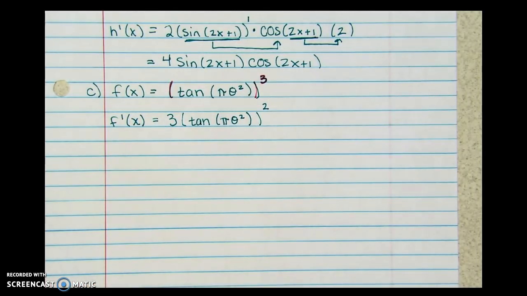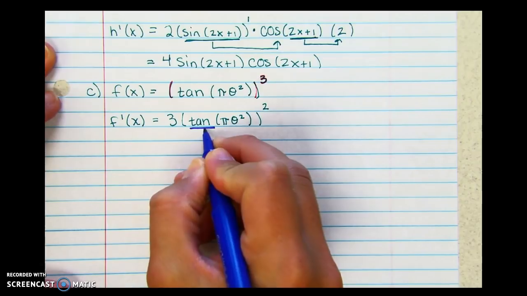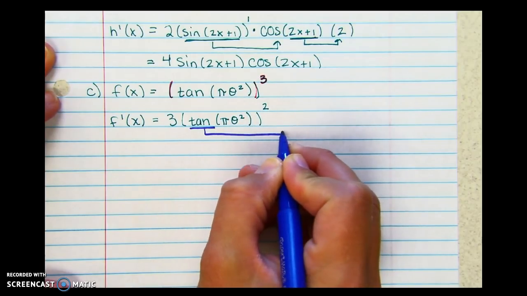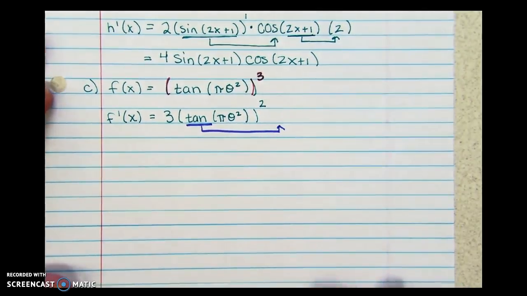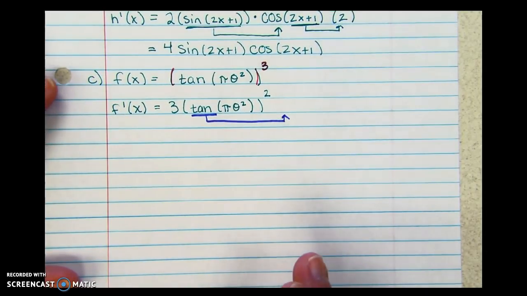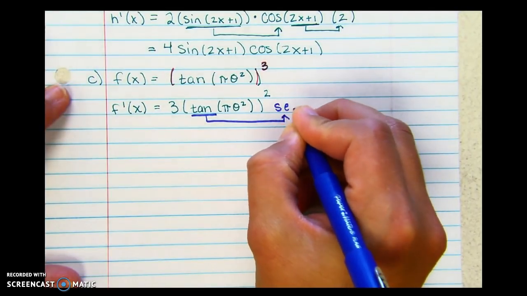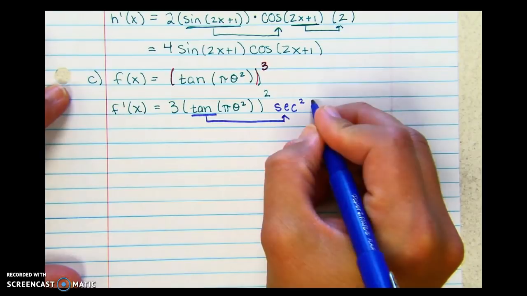Now, what's the middle function? In the middle, not all the way in the inside. So the middle function is now going to be the tangent. So we're going to multiply by the derivative of tangent, and you need to have these memorized. So the derivative of tangent is secant squared x.